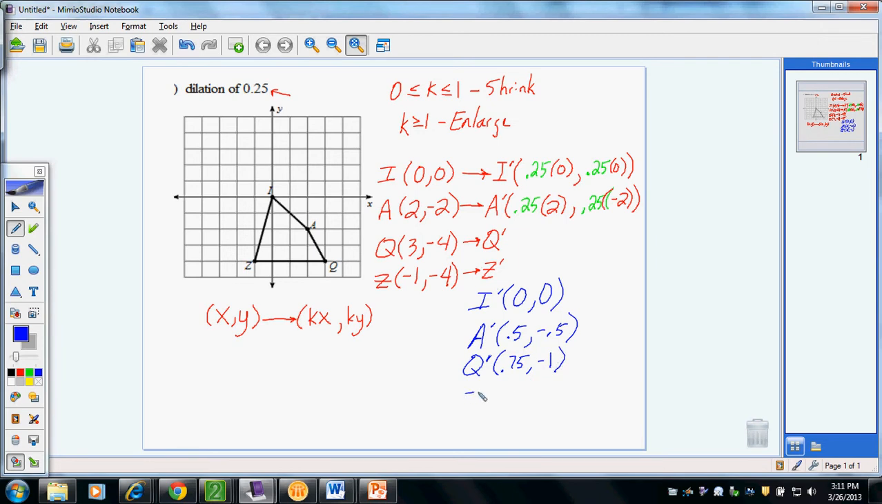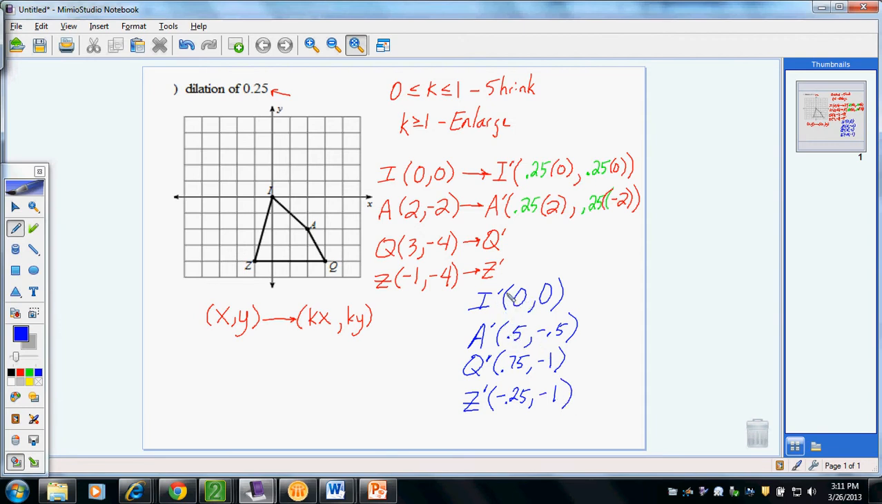And for the last one, finally, we have Z prime. We have negative 1 times 0.25, which is negative 0.25. And we're going to have a negative 4 times 0.25, which is also going to be negative 1. So these are the points of our image.